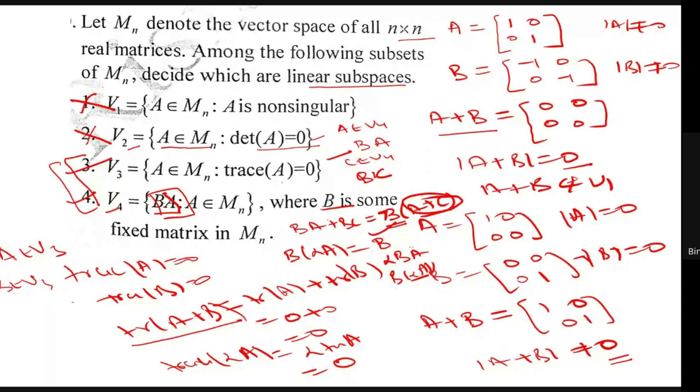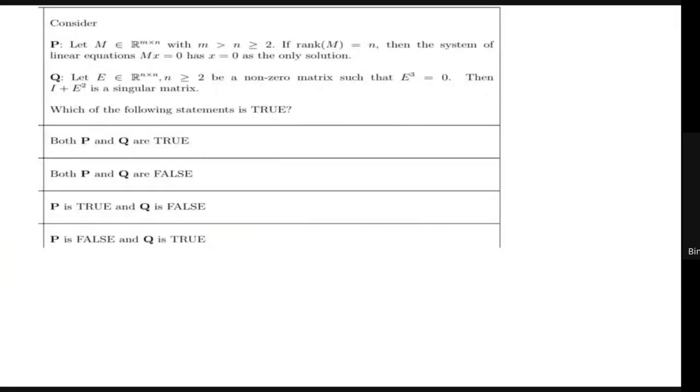Moving to the next question. There are two conditions, P and Q. What P says: let M belong to R^(M cross N) with M greater than N, greater than or equal to 2. If rank of M equals N, then the system of linear equations MX equals 0 has X equals 0 as the only solution. Now you have to check whether P is true or false.